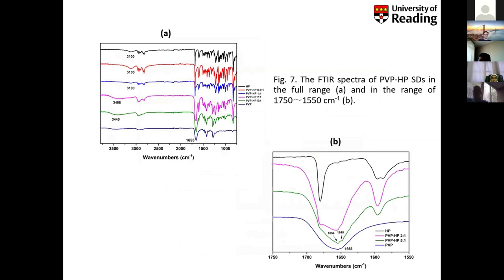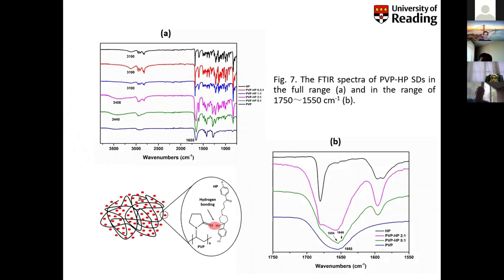Here are the FTIR spectra of PVP haloperidol solid dispersions, and the peak at 3100 was assigned to the hydroxy group of haloperidol. The peak at 1655 was assigned to the carbonyl group of PVP. The peak at 3100 was lost, with a broad peak at 3408 and 3440 as the molar ratio increased to 2:1 and 5:1 respectively, indicating a change in the environment of the hydroxy group. In addition, there were two peaks observed at 1654 and 1648, suggesting that hydrogen bonding was formed between PVP and haloperidol.